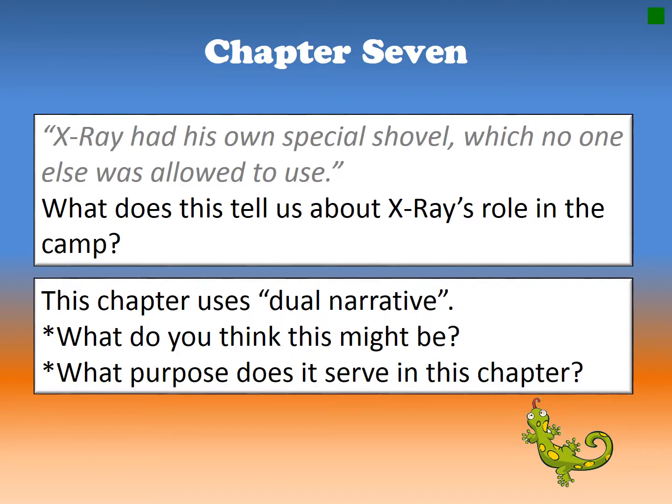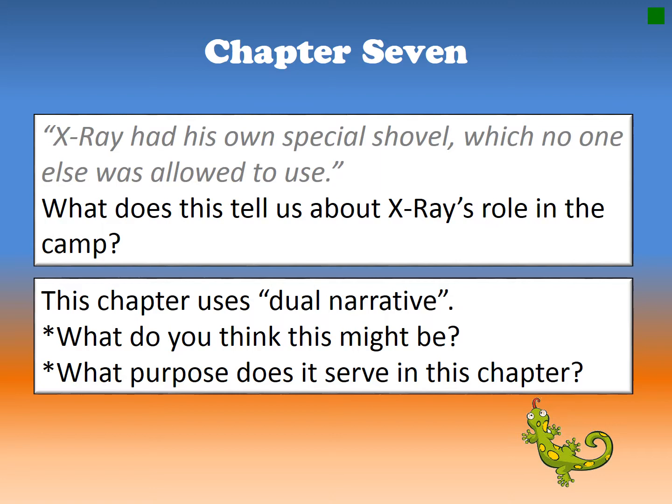Okay, in chapter 7, X-Ray had his own special shovel, which no one else was allowed to use. This is a quotation. So what does this tell us about X-Ray's role in the camp? And this again is talking about characterization. And this is an indirect way of how we know about a character. So what are his actions? What is he doing? What's his role? That's an interesting thing to bring up. X-Ray is a special kind of character, and you should be able to talk about that.